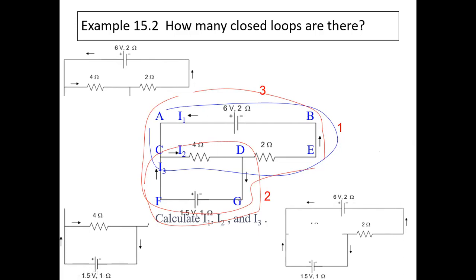So basically, you just need to know which two of the three loops you want to use, and then apply the first law at a junction. That's the junction, C and D.